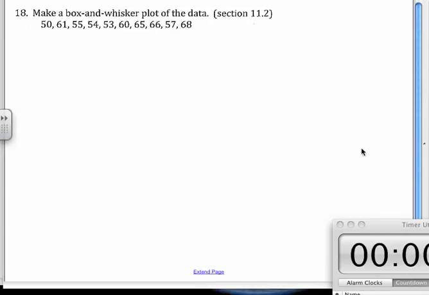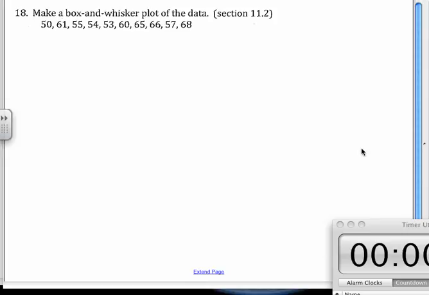Okay, folks, remember, in this one it says make a box and whisker plot of the data. We need to be able to list these numbers from least to greatest, and then we also need to be able to find their medians. And remember a couple of things with medians. Median is the middle number, okay? So it's easy to find a median if I have an odd number of items, okay?